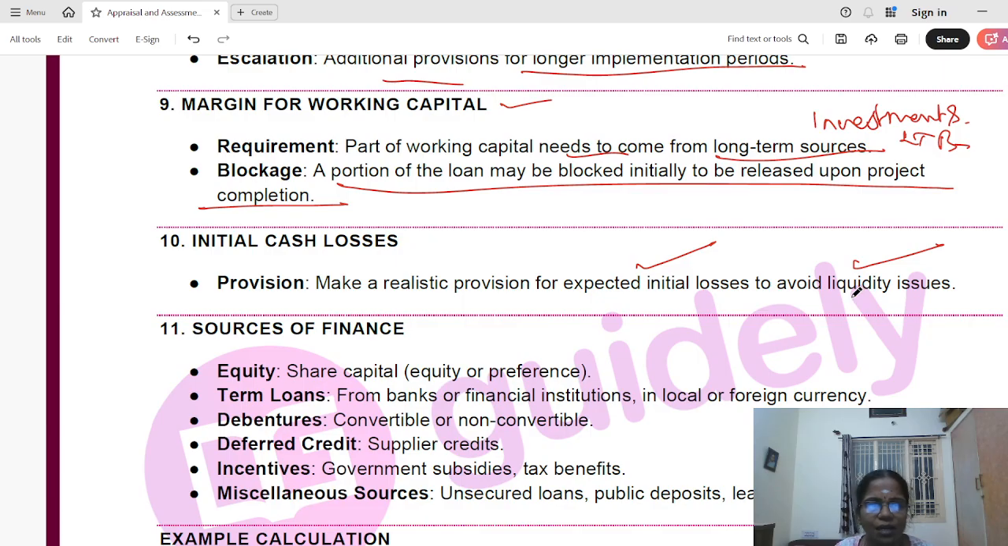Sources of finance: there are 6 sources. First one is equity share capital, equity or preference share capital. Second one is the term loan from banks or financial institutions, in local or foreign currency. Third one is debenture, convertible or non-convertible debenture. Fourth, deferred credit, supplier credits, that is in the future. Fifth one, incentives: government subsidies and tax benefits. Sixth, miscellaneous sources: unsecured loans, public deposits and leasing.